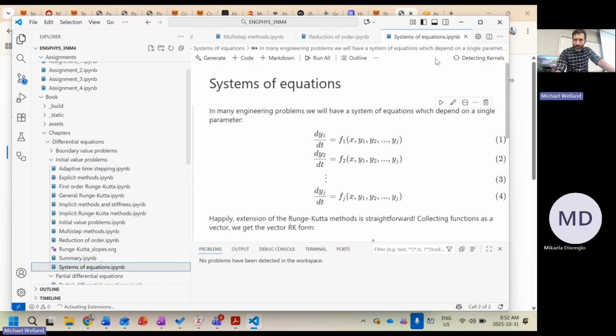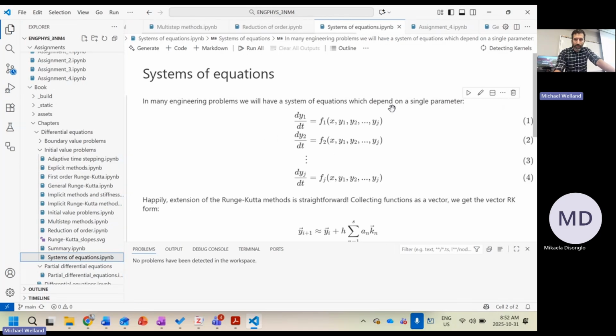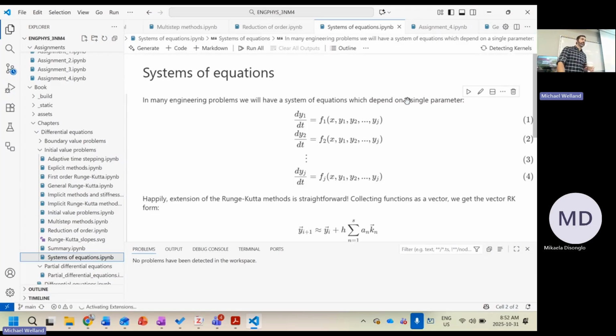System of equations. I don't know why that's not showing up. Okay, there's a bug in building the book, but I'll come back to that one. I'll correct it when I get back to my desk. Okay, before we go there, systems of equations.